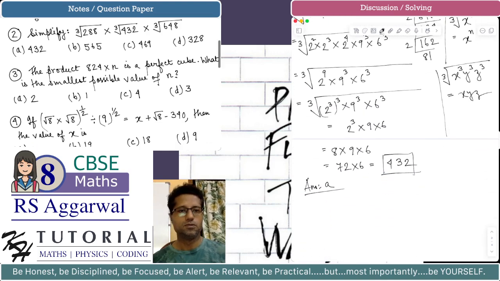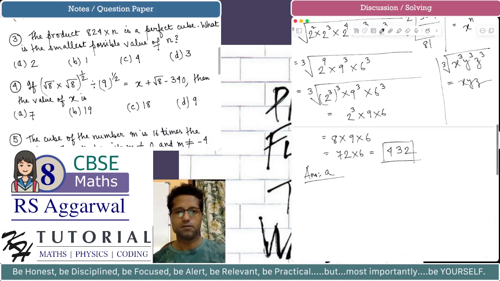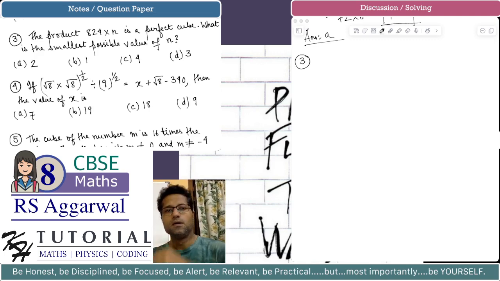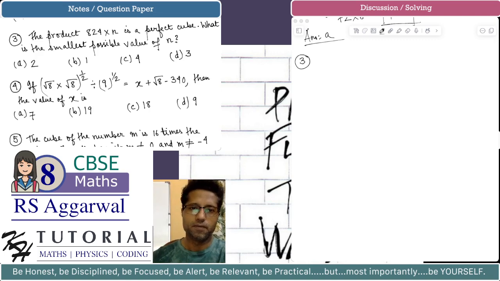Okay, let's do problem number 3. The product 824 into n is a perfect cube. What is the smallest possible value of n? So it is basically asking what is the least number that must be multiplied with 824 to make it a perfect cube.